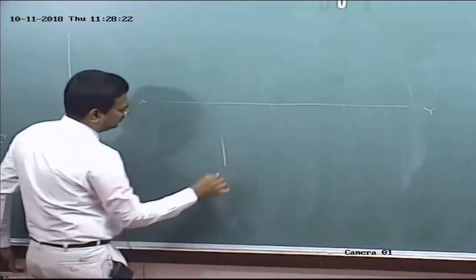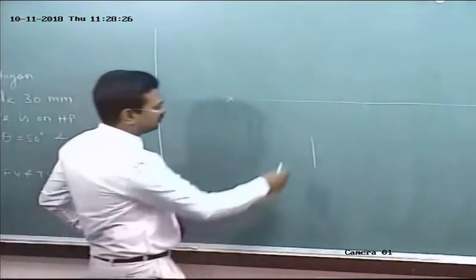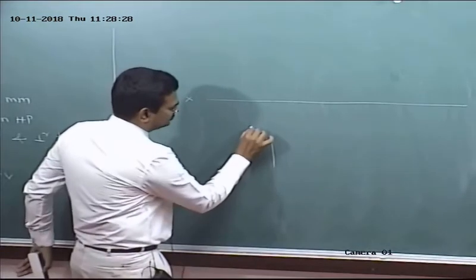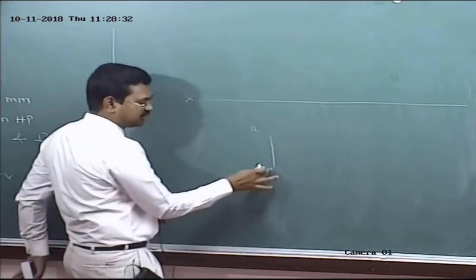What about the length of the side? Refer to the given data. 30 mm. Simply draw one vertical line. Name the side as you wish, AB, or you can take it as AB.